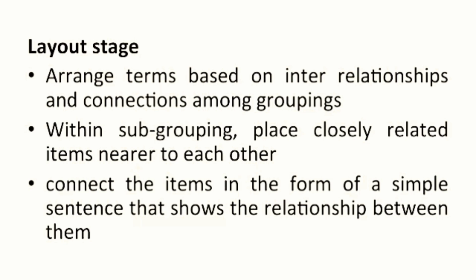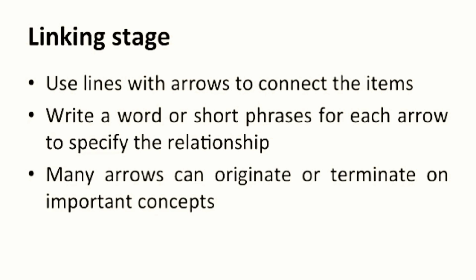Then is the layout stage, where we arrange the terms based on the interrelationships and connections among the groupings. Within the subgroupings, place closely related items nearer to each other and those which are less related further from each other. Then these items are connected in the form of a simple sentence that shows the relationship between them, in between the linking lines. The linkage stage, which comes next, uses lines with arrows to connect the items. Then we have to write a word which shows the linkages between these groups or stages.